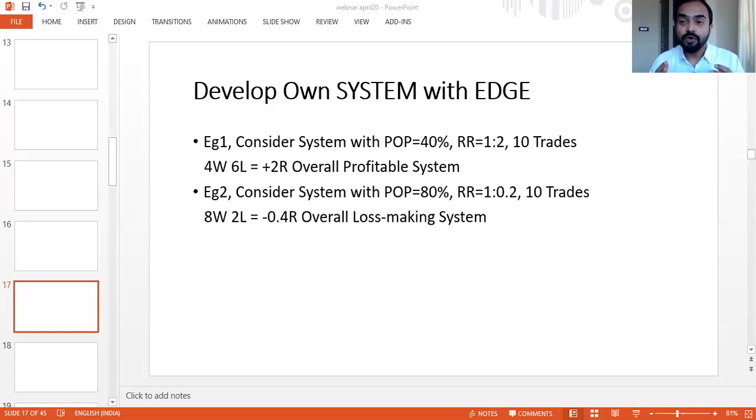So this is how you design your system. You should know your probability of profit, and you should know your risk to reward. If you know that, you can design a system which has an edge.